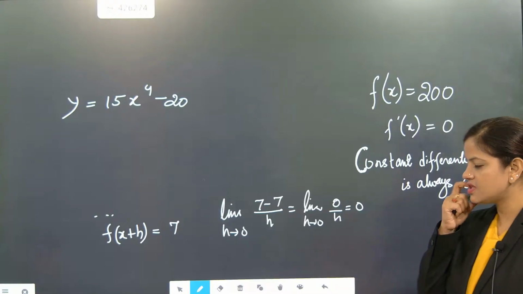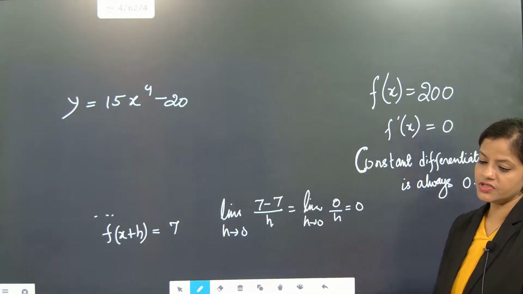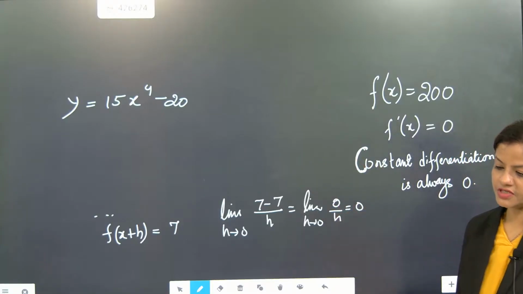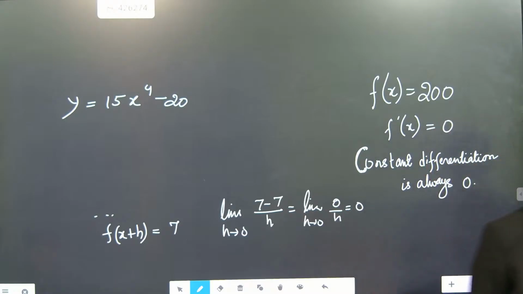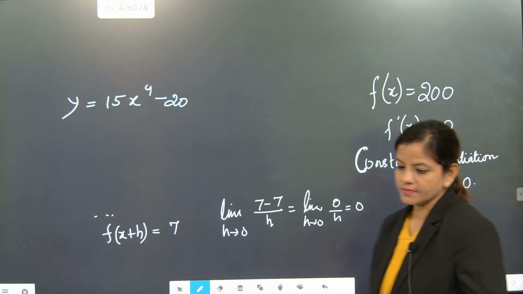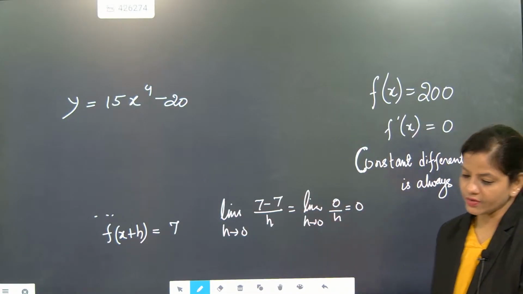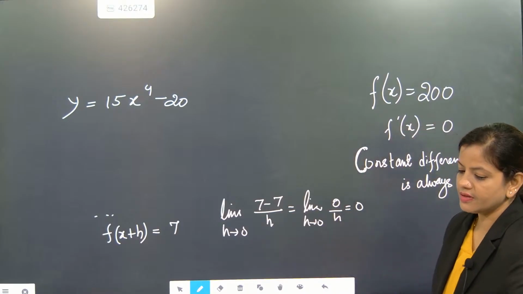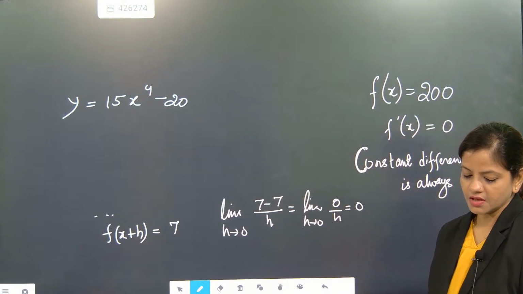First principle means you have to write the limit part. Direct differentiation means you directly differentiate and tell me the answer. Try to differentiate directly and give me the answer.